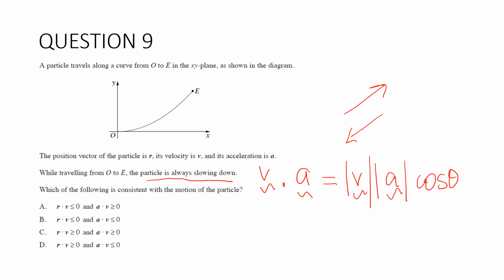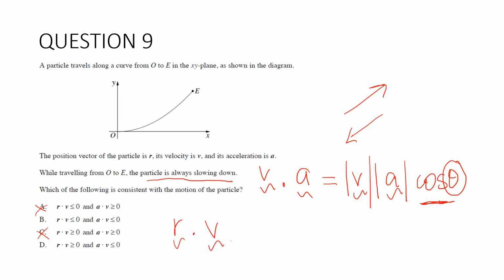And if we have got an obtuse angle here, then that means cos of an obtuse angle is negative. And so V dot A is going to be negative. So we can rule out C and A. Now let's talk about R dot V.